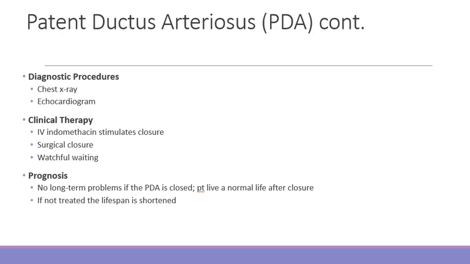So the prognosis: there's no long-term problems with PDAs if it's treated before pulmonary vascular disease develops, that pulmonary hypertension. Once that develops, even if we fix it, those lungs aren't going to be any better. If it's not treated, they will have a shortened lifespan because of pulmonary hypertension. Pulmonary vascular obstructive disease develops. After it's treated, they go on to live a normal, healthy life.